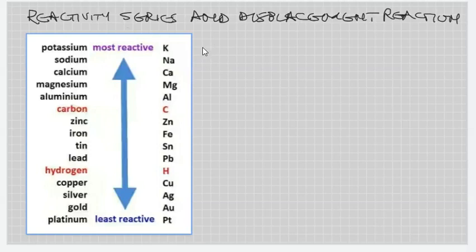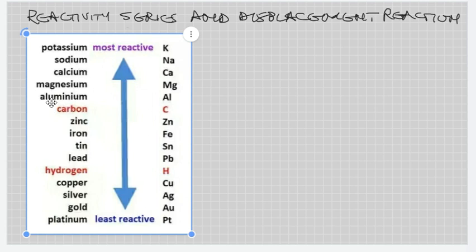Hello, in this video lecture we'll try to understand what reactivity series is and what are displacement reactions. Now here let us look at this particular chart, and this is the reactivity series of different elements. The element on the top is potassium, followed by sodium, calcium, magnesium, aluminium, and so on and so forth. The reactivity series is basically an arrangement of elements on the basis of their reactivities.